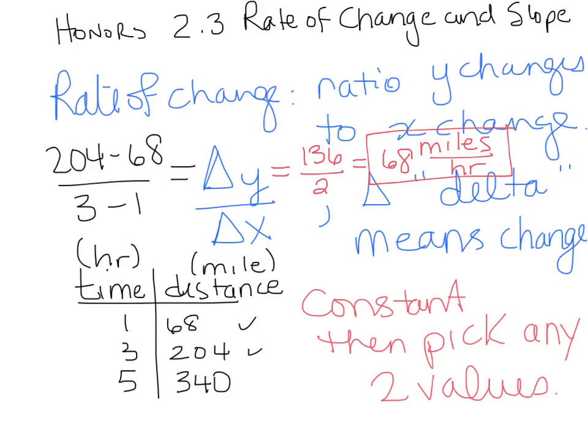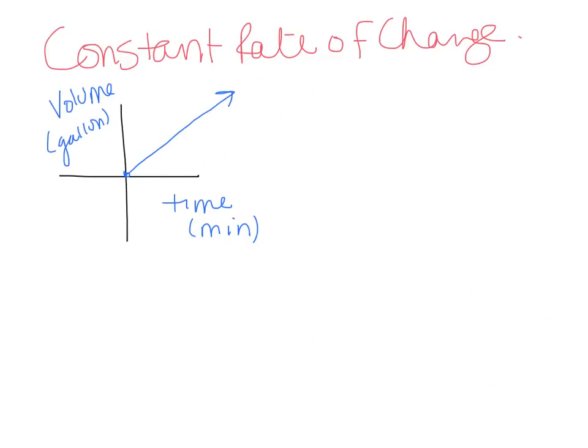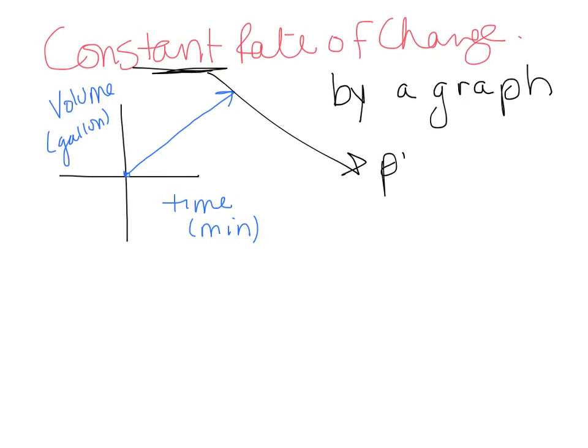Let's see what else happens with a constant variation, or a constant rate of change. Okay, so again, let's pretend we know that we have a constant rate of change. This one's going to be filling up your swimming pool with your hose. You turn it on to a certain place, you leave it there, so you're filling at a constant rate of change. How much does the volume change per minute, right? So this time we just want to be able to calculate it by a graph.